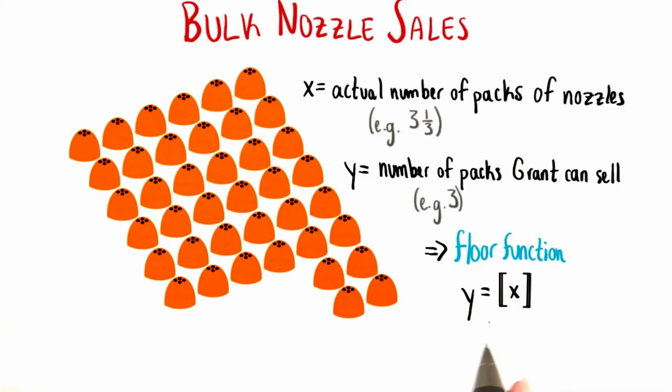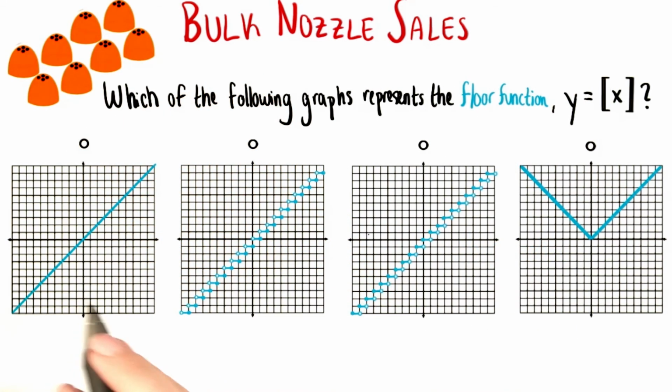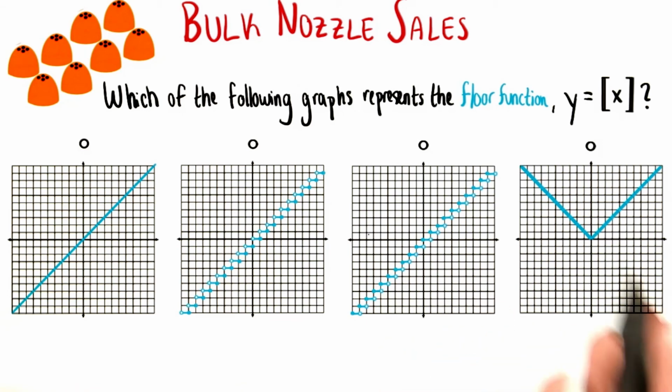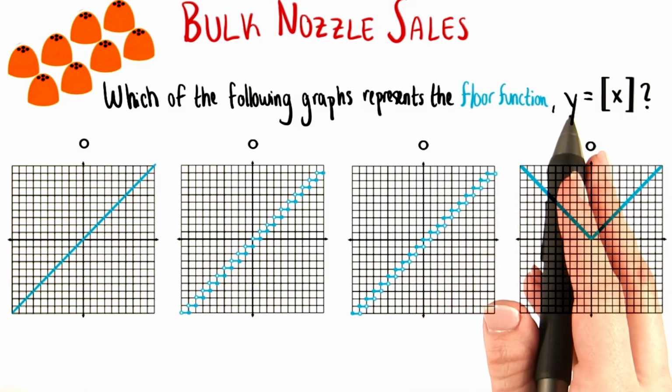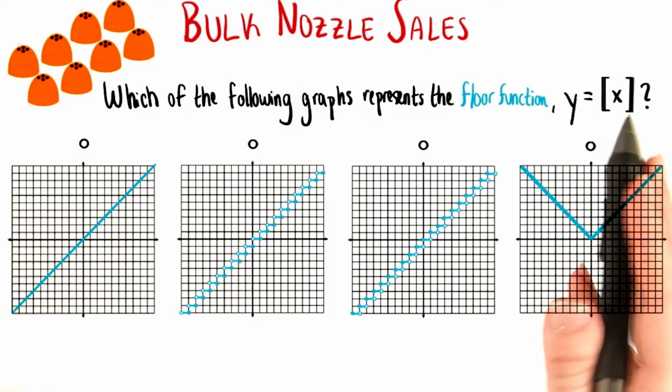But what do you think the graph of the floor function looks like? Which of these graphs do you think properly represents the floor function? Remember that we want the y value to round x down to the nearest integer.